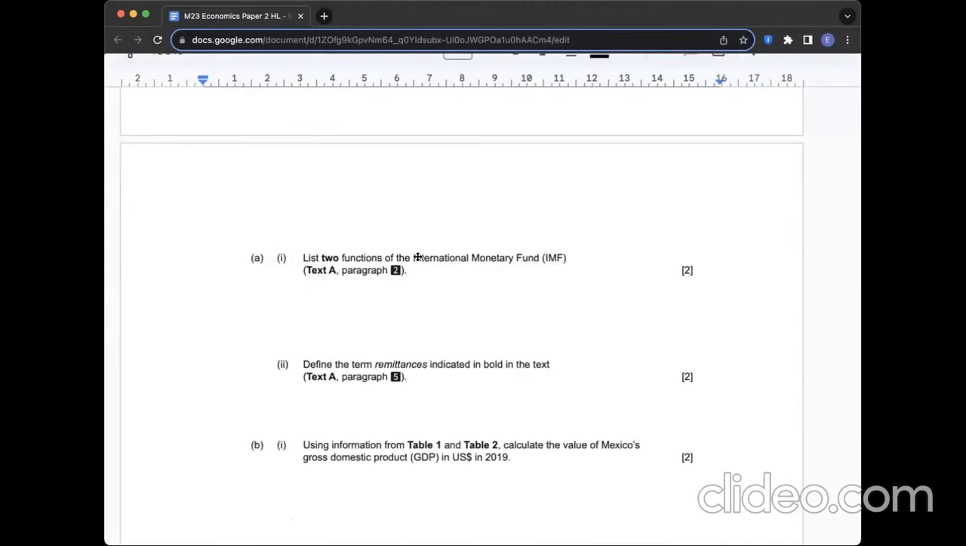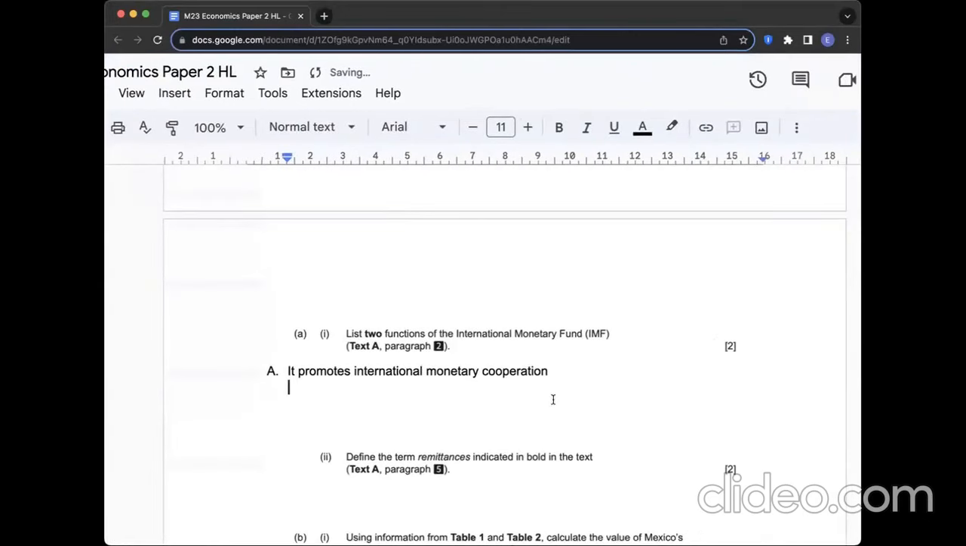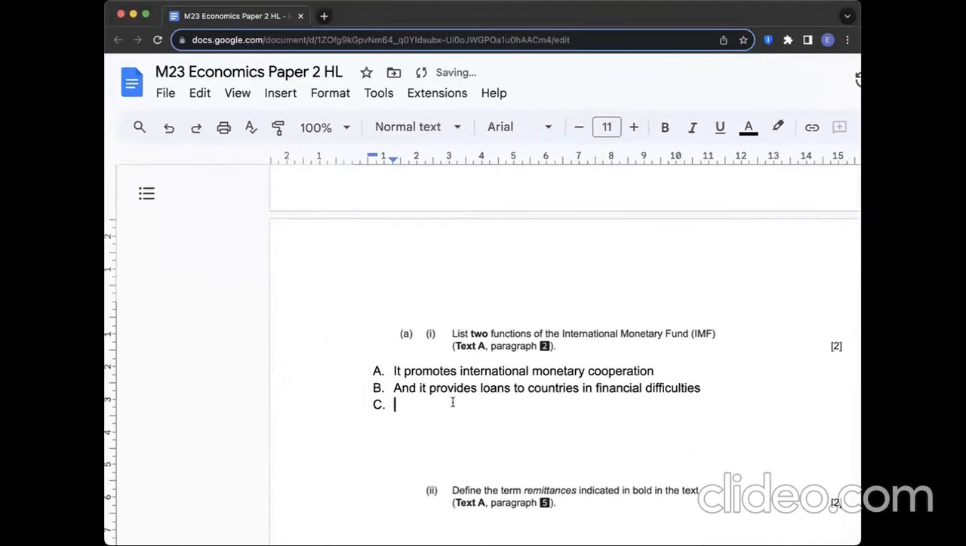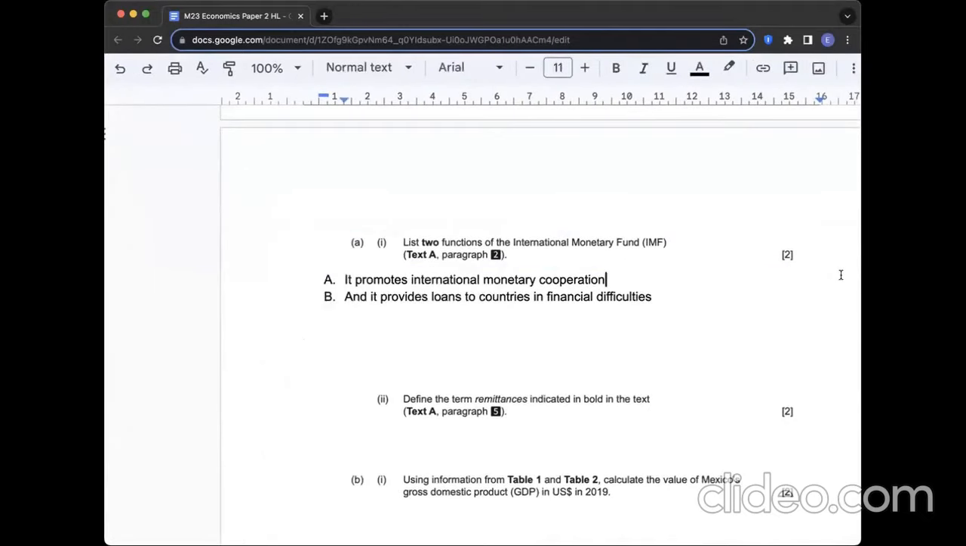Okay. From 2 mini questions will always be asked to define key economics terms. It is asking us to list 2 functions of the IMF, International Monetary Fund. Okay, the very first function it has is promoting international monetary cooperation. Second is to provide loans to countries in financial difficulties. These are the 2 functions.